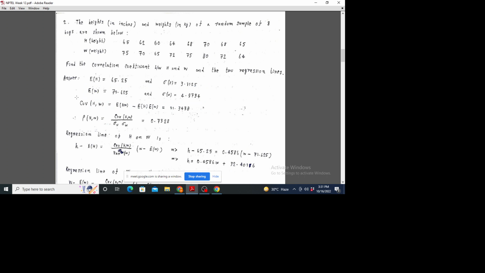Now that we have found sigma h and sigma w, we also need to find the covariance between h and w, and the formula for covariance is this one: expectation value of hw minus expectation value of h multiplied by expectation value of w. So can you tell me how do you find the expectation value of HW?